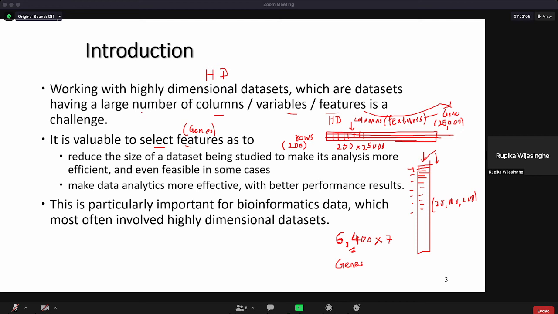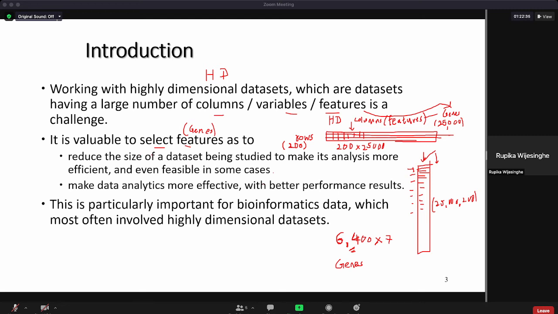Okay. So as I said, we can't work with this higher dimensional data set, right? We need to select some features to work with because it is valuable to select features so as to reduce the size of a data set being studied, to make its analysis more efficient and even feasible in some cases.